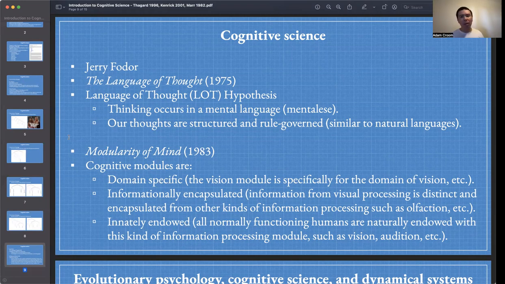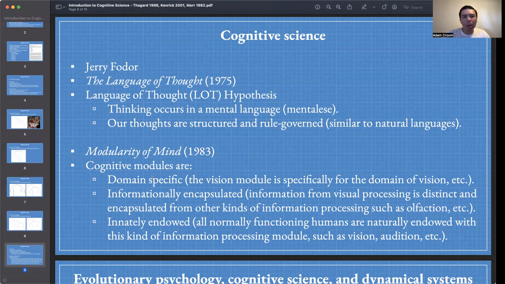Okay, now let's go into some of the explanatory positions for accounting for this view of language as perhaps based on a cognitive module that is innately consisting of rules. So, two important ideas from Jerry Fodor. One has to do with the modularity of mind, and the other has to do with the language of thought hypothesis. I'm going to talk about these in turn.